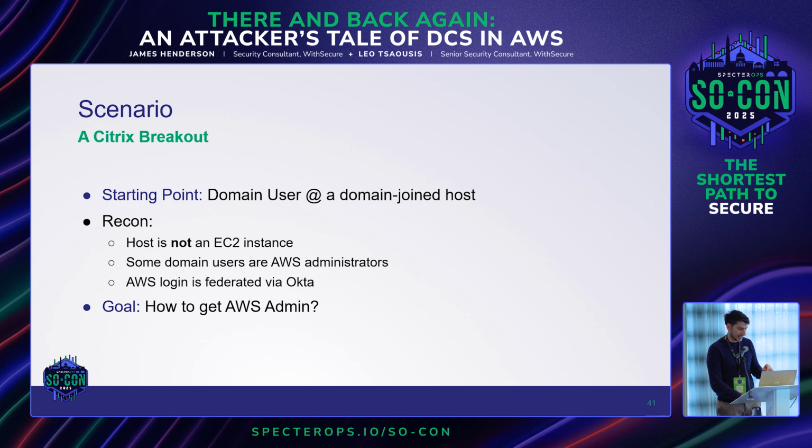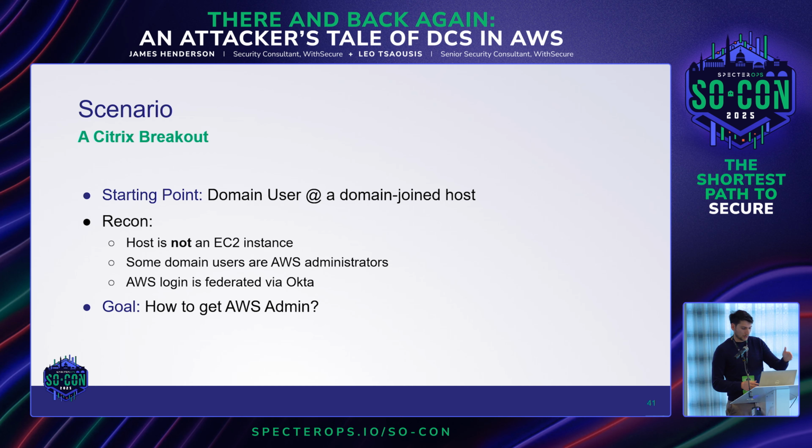We didn't have the identity yet. So obviously the goal is also, before I talk about the goal, from our reconnaissance, let's also assume that we see some users being AWS administrators from the domain. So we suspect there's some synchronization going on and there's an identity provider. And let's make it more specific.